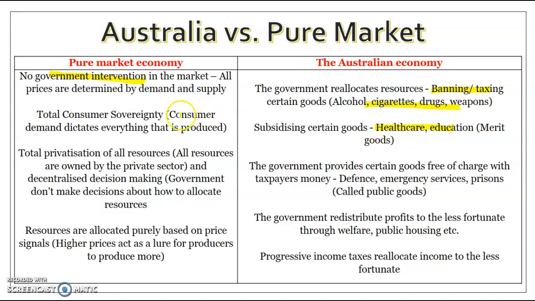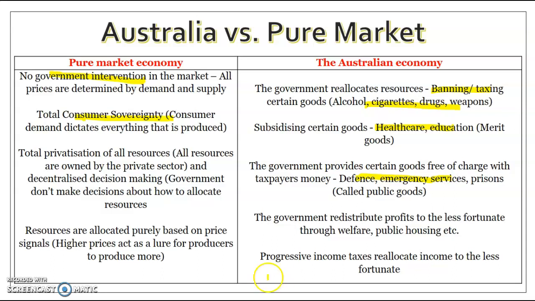A pure market has total consumer sovereignty. So purely the consumers determine what is produced, whereas the government steps in and doesn't allow for pure consumer sovereignty. In pure markets, there'd be total privatization of resources. Everything's owned by the private market. But as we know, in a country like Australia, a lot of things are provided by the government free of charge, like defence, emergency services, a lot of public goods, which wouldn't be provided without the government stepping in.